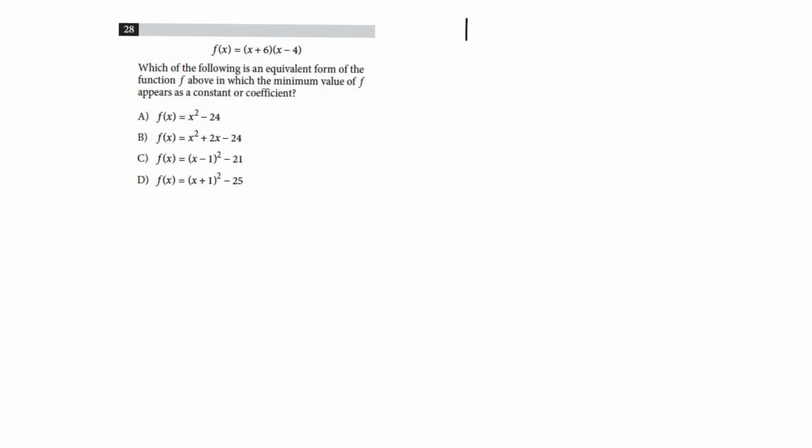We know that a parabola will have its vertex at the x value that's the average of the two x-intercepts. So if we know the x-intercepts, in this case we do, this intercept is going to be at -6 and this intercept is going to be at +4, based on the factored form of the function. So we add those up, we get -2. So the x-coordinate of the vertex must be at x equals -1.